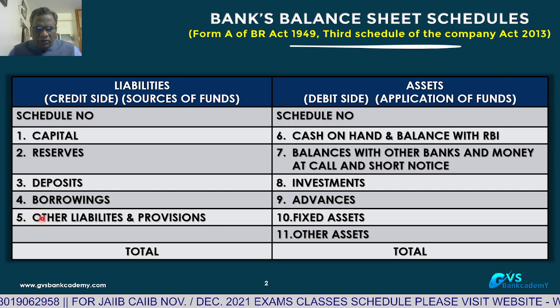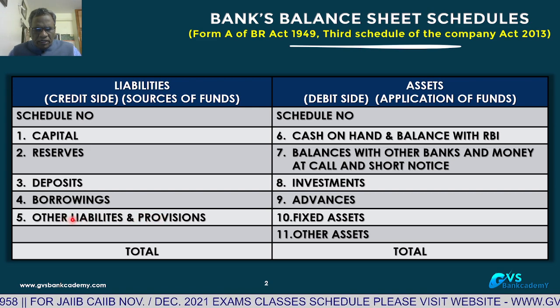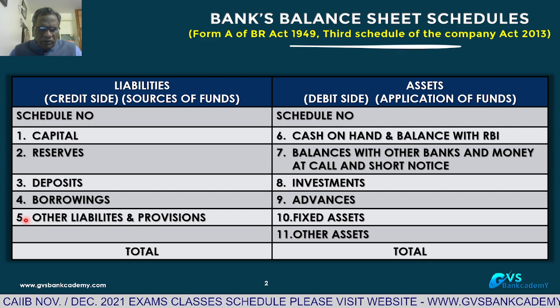Schedule number 5, other liabilities and provisions. Any other liabilities and provisions are there. Provisions on standard advances and all other provisions will be there in schedule number 5, other liabilities and provisions.